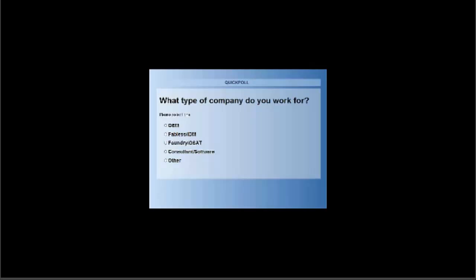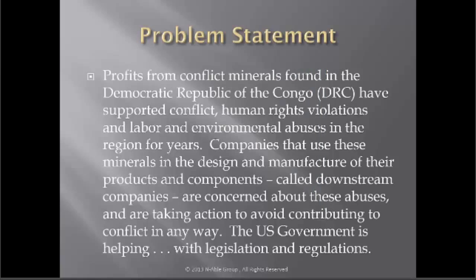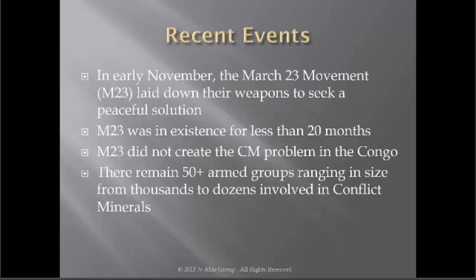So companies that use minerals in their products have decided that they want to do something about that. And these are called downstream companies. They're concerned about the abuses, and they're taking action to avoid contributing to the conflict. And the U.S., in its inimitable way, is helping with legislation and regulations.